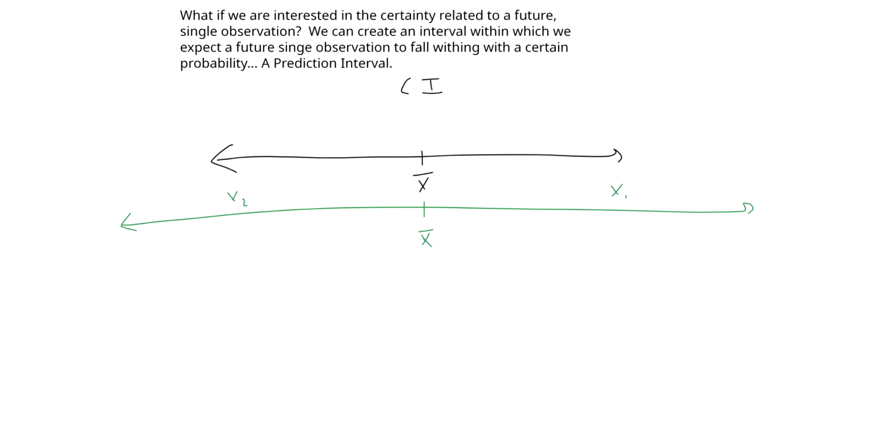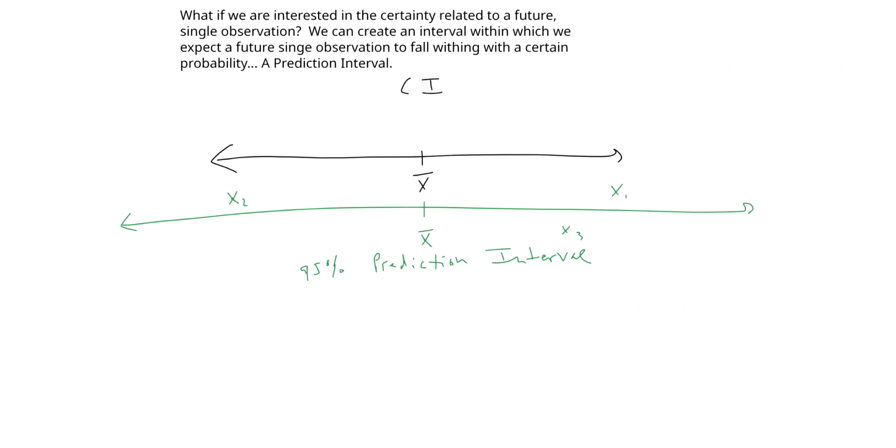And so when I think about a 95% prediction interval, then 95% of the time, future observations will fall within this interval. So 95% of future observations will fall in that interval. So that's what that's all about. All right. Let's look at a little bit of the theory here.